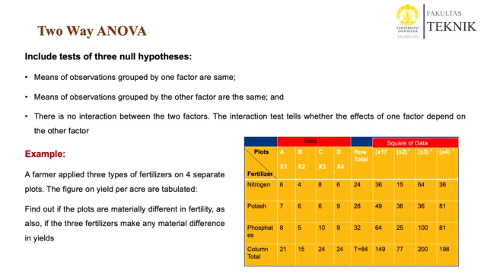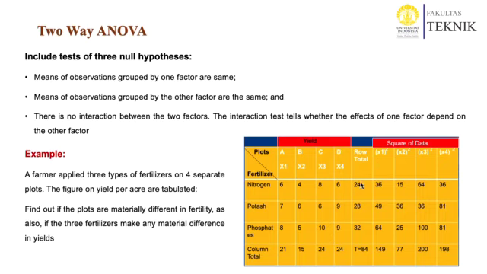So let's see, here we have an example. Let's say a farmer applied 3 types of fertilizer on 4 separate plots. The figures on yield per acre are tabulated in the table here. Please find out if the plots are materially different in fertility, as also if the 3 fertilizers make any material difference in yield.